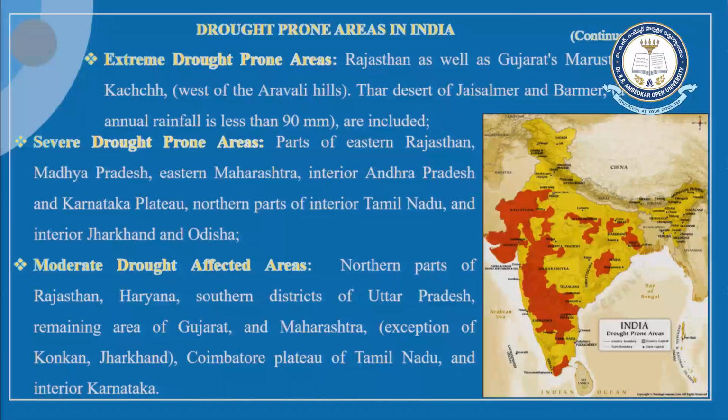Moderate drought affected areas. Northern part of Rajasthan, Haryana, southern parts of Uttar Pradesh and parts of Gujarat, Maharashtra and also the Tamil Nadu and Karnataka regions come under this category.